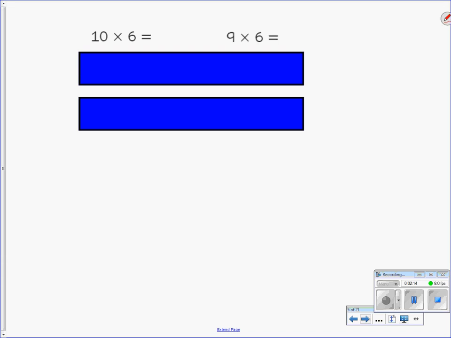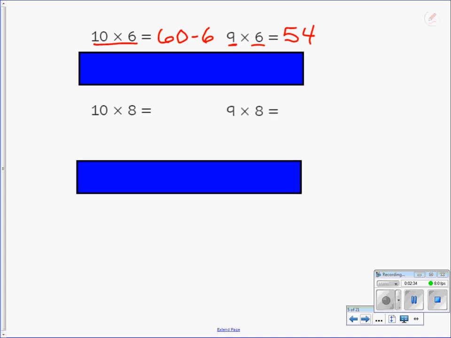10 times 6, once again, we're just going to skip count by 10s. 10 times 6 is 60. Here is 9 times 6, so we have one less group of 6. So if we subtract 6, we're going to get 54, okay?